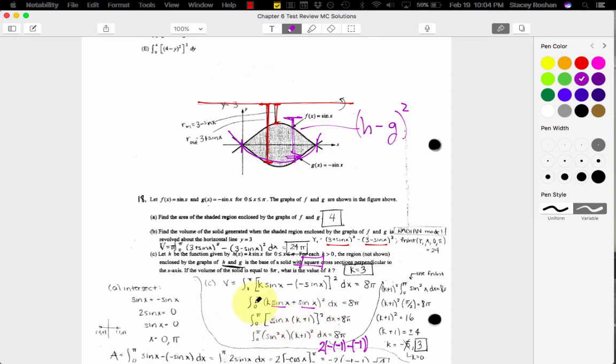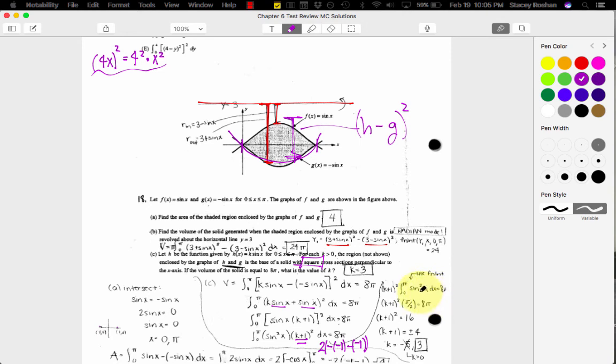I can just square each part, right? Because if I have 4x squared, for example, that's 4 squared times x squared. So I just applied that same property. And I did the sine squared times k plus 1, the quantity squared. The k is a constant, right? So it does not depend on x. It's a constant, so I can pull that out. I can only pull it out because it's a constant. Doesn't depend on x. And then I have to find the antiderivative of sine squared x.